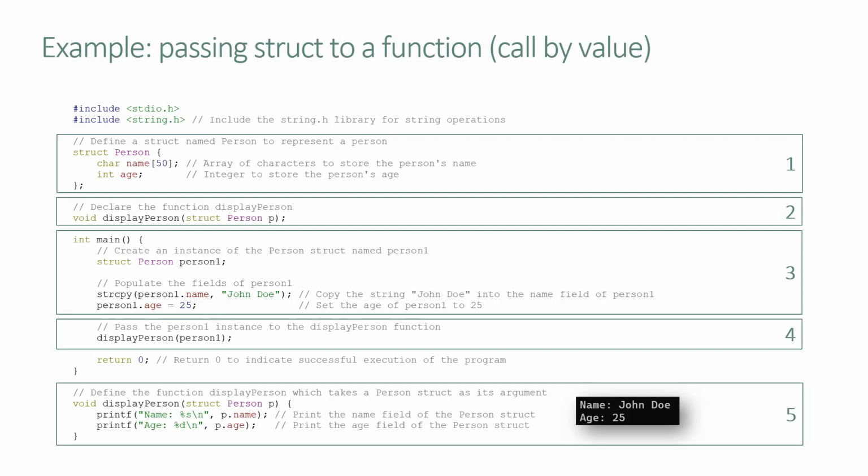4. Once our person is all set up, we call displayPerson and hand it our person1. 5. displayPerson then takes person1, looks inside and prints out the name and age to the screen. It's like opening the box and showing everyone what's inside. So essentially, this code is about making a person, filling it with details, and then showing those details. Pretty neat and organized way to handle information about people, right?